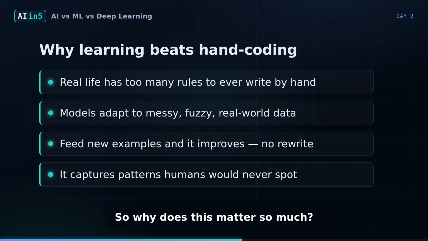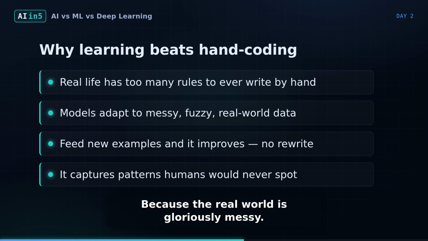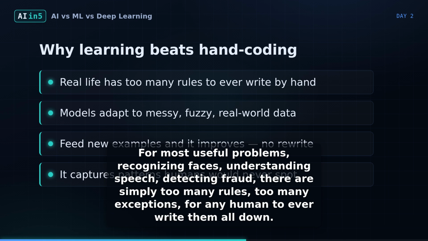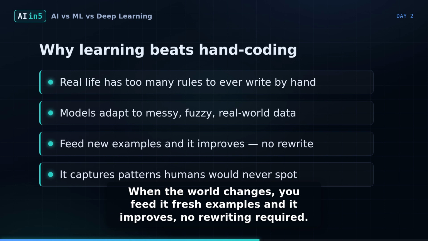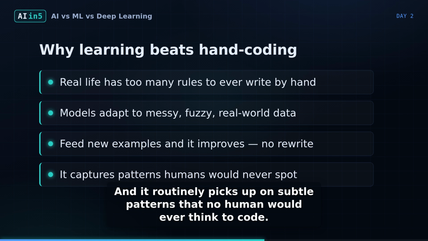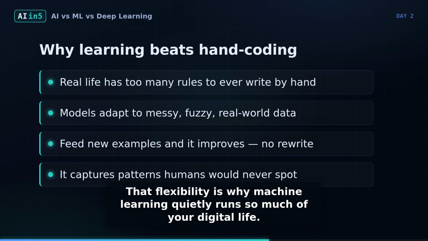So why does this matter so much? Because the real world is gloriously messy. For most useful problems, recognizing faces, understanding speech, detecting fraud, there are simply too many rules, too many exceptions, for any human to ever write them all down. Machine learning sidesteps that. You give it examples, it adapts. When the world changes, you feed it fresh examples, and it improves. No rewriting required. And it routinely picks up on subtle patterns that no human would ever think to code. That flexibility is why machine learning quietly runs so much of your digital life.